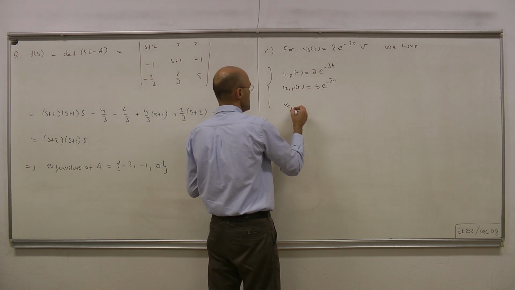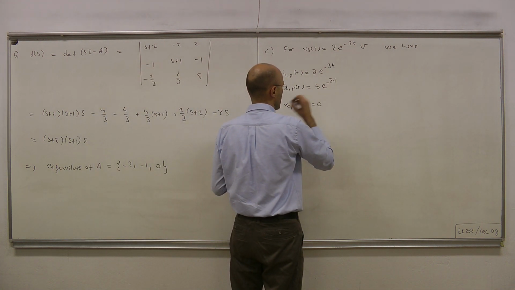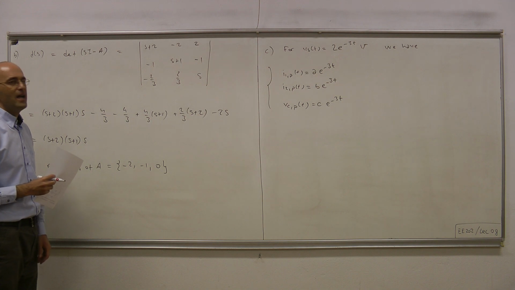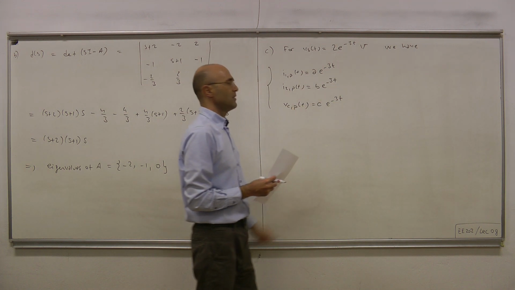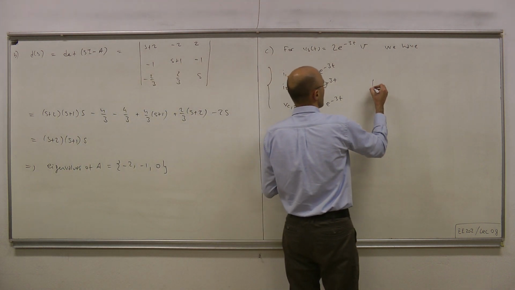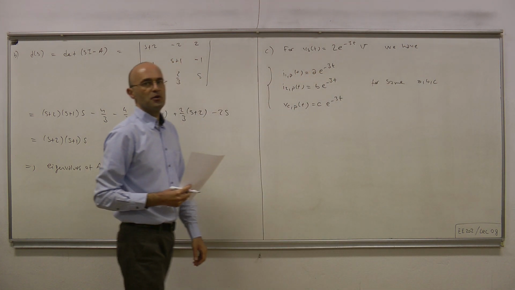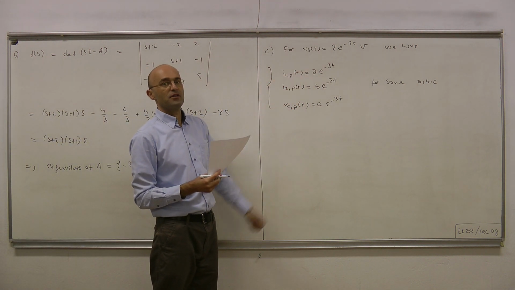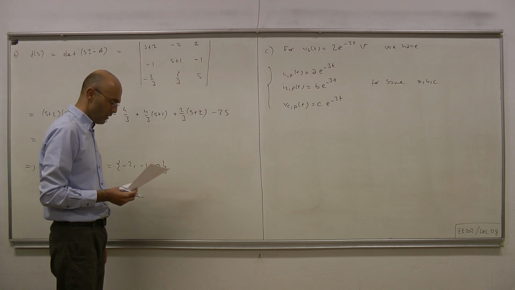And finally, Vc particular, the particular solution for the capacitor, will also be something times e to the minus 3t. And in the question, what we were asked for is this something here, the capacitor particular solution, for some constants A, B, C, which are to be found. Those constants, because they are the coefficients associated with the particular solution, do not depend on the initial conditions.